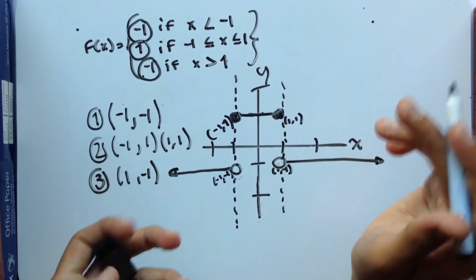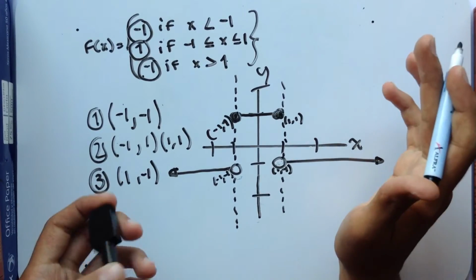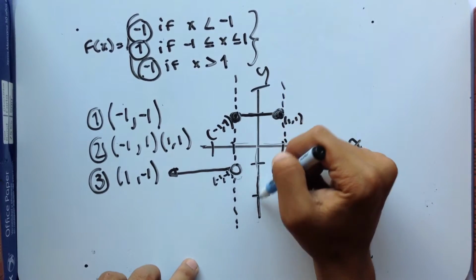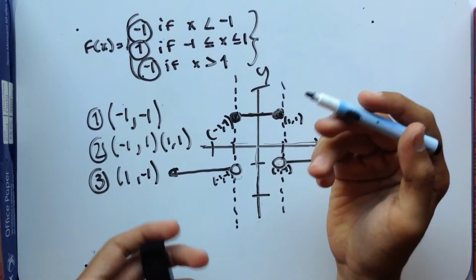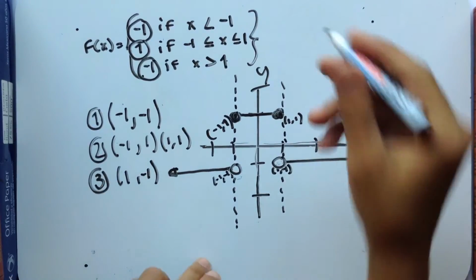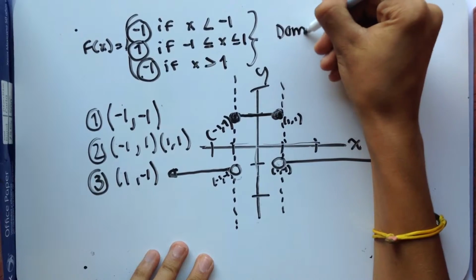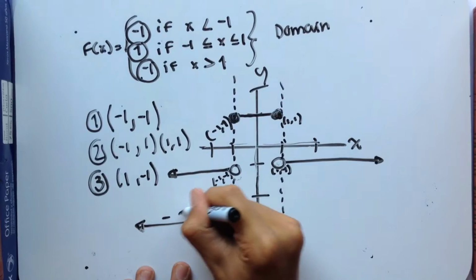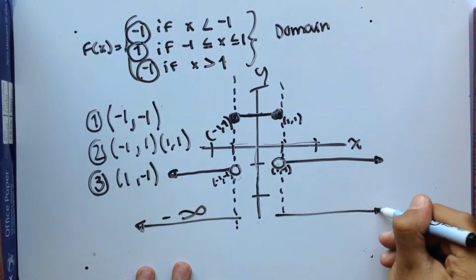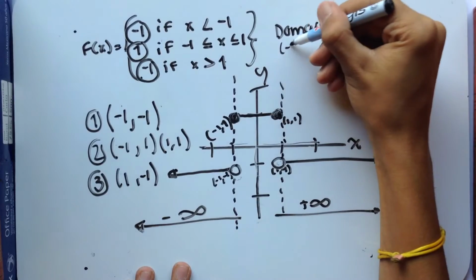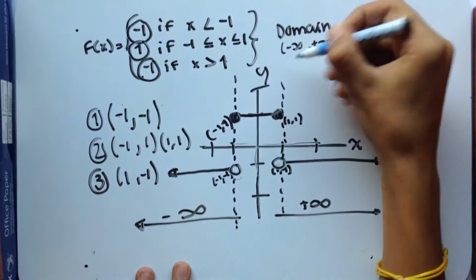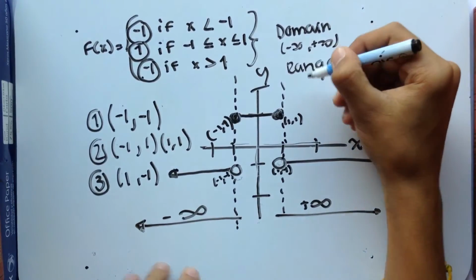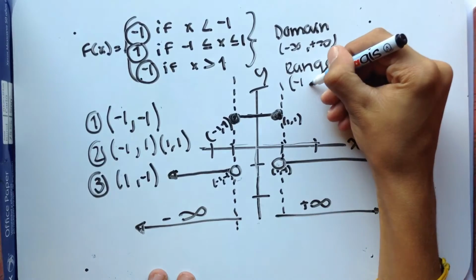To define the domain and the range, we have to remember that the domain are the x values and the range are the y values that we use in the graph. So in this problem, the domain is minus infinity to plus infinity. And the range is minus 1, comma, to 1.